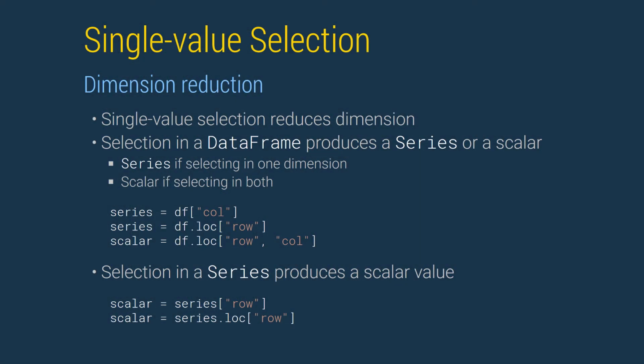When selecting a single element, either using loc, dictionary syntax, or .variable syntax, the dimension of the value returned is reduced. This is known as single value selection or scalar selection. Using single value selection in a data frame produces a series if selecting in only one of the dimensions. If selecting in both, the value returned is a scalar. In a series, single value selection always produces a scalar.